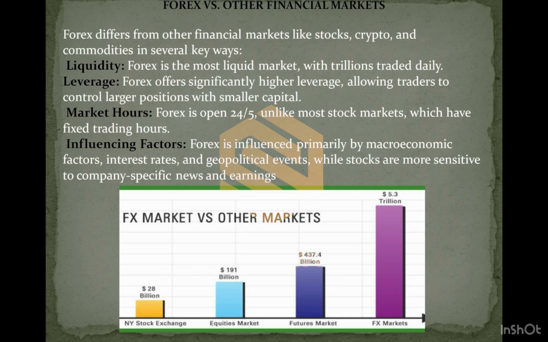You get what they are doing, what their interest rate is, their employment rate, and so many other factors influence it too. So you can see this diagram: FX market versus other markets. You can see the daily volume of the forex market, 5.3 trillion. The futures market, 43 billion. The equity, the New York stock market, is like a tenth of the forex. So it means the forex market has a lot of liquidity to come and trade and make money from it.